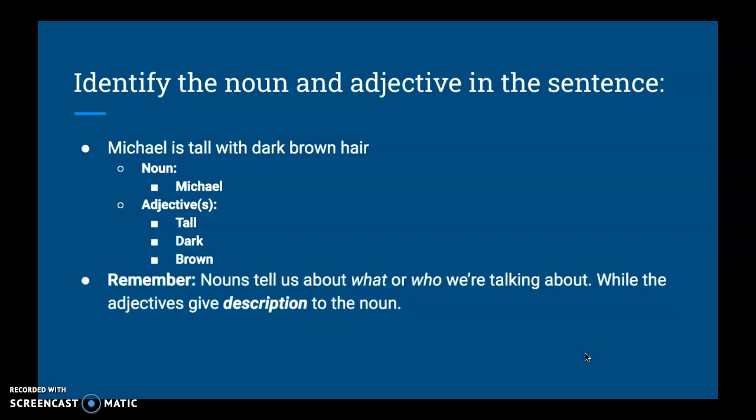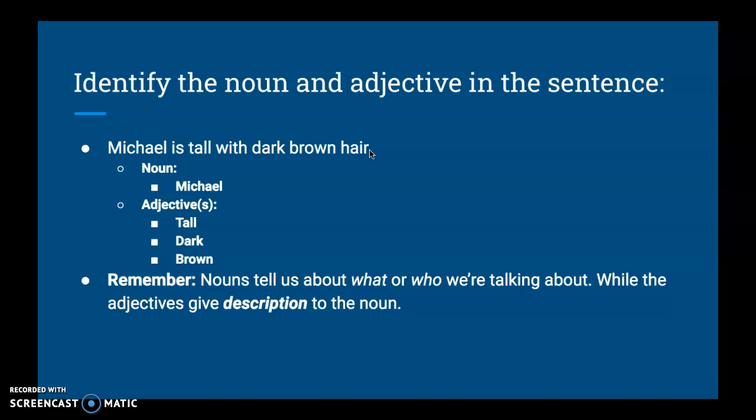And as well, I forgot to add, hair could also be a noun because it's a thing on your head. So that's also important to note. So remember, nouns tell us what or who we're talking about, while the adjectives give description to it. So the adjectives give more detail to the noun, and they give more detail to the sentence.